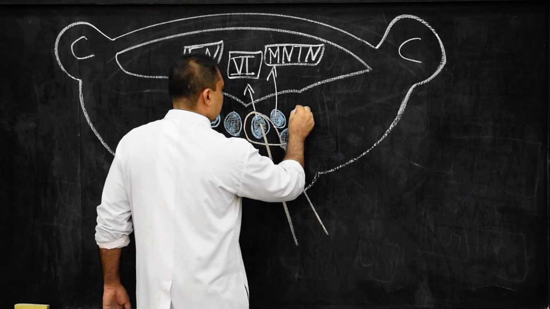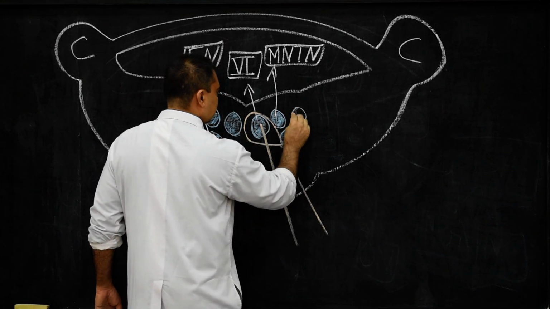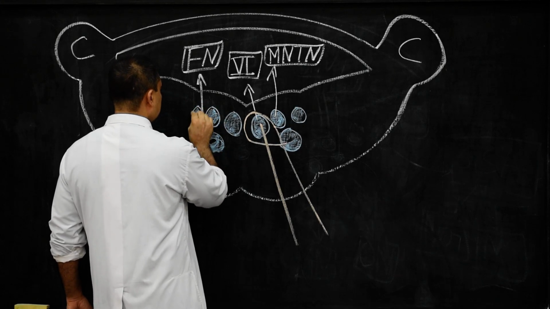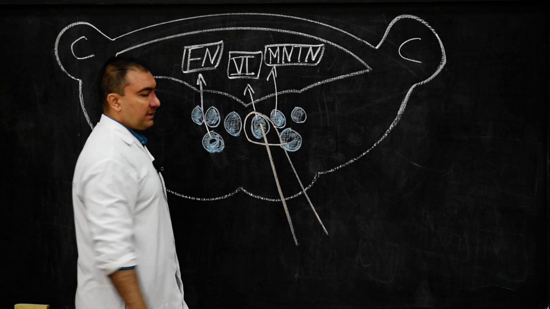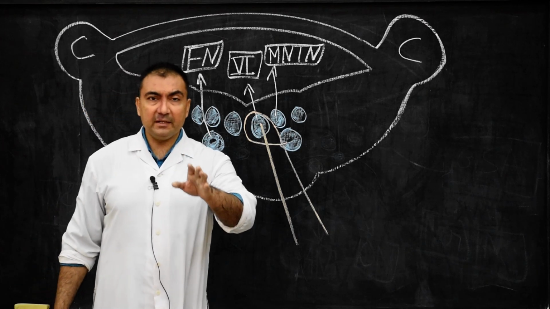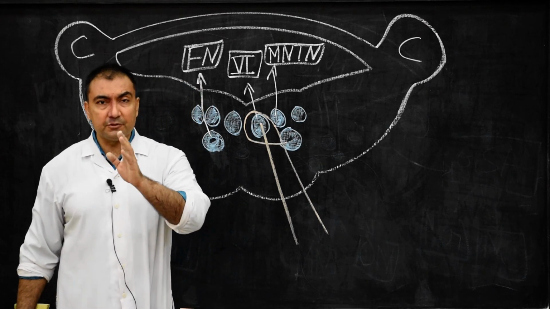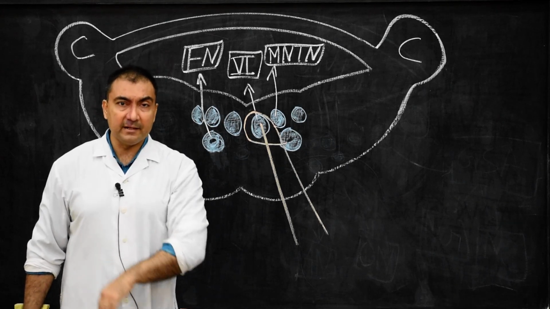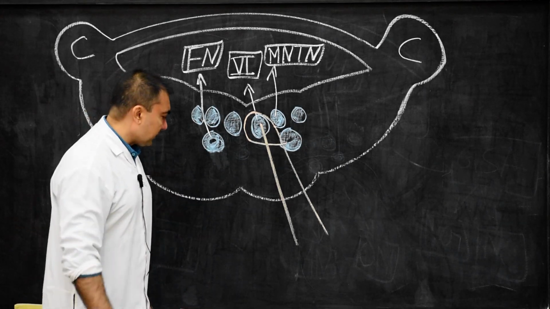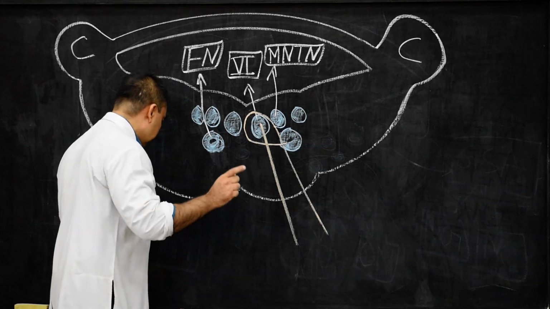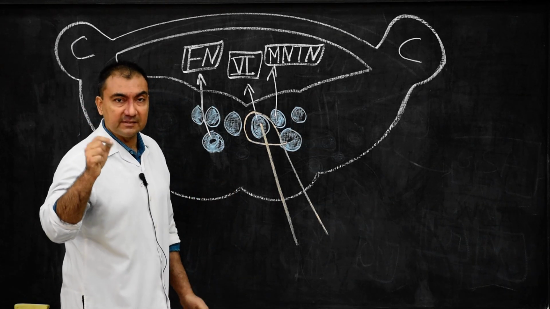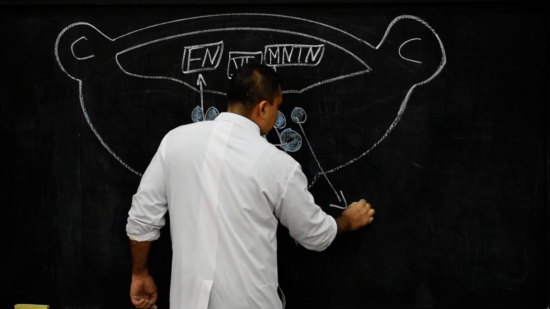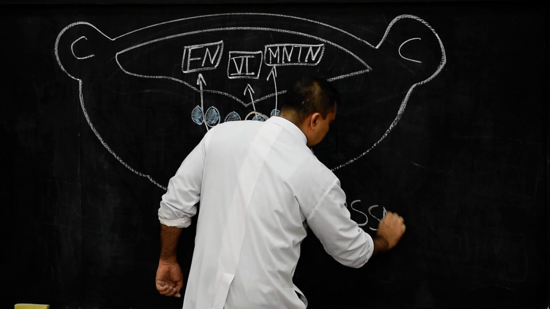So here we represent this as the superior salivatory nucleus, and this superior salivatory nucleus will supply preganglionic secretomotor fibers to the submandibular and sublingual salivary glands. And this superior salivatory nucleus belongs to which group? It belongs to the facial nerve nucleus. But here we have to write this down as the superior salivatory nucleus.